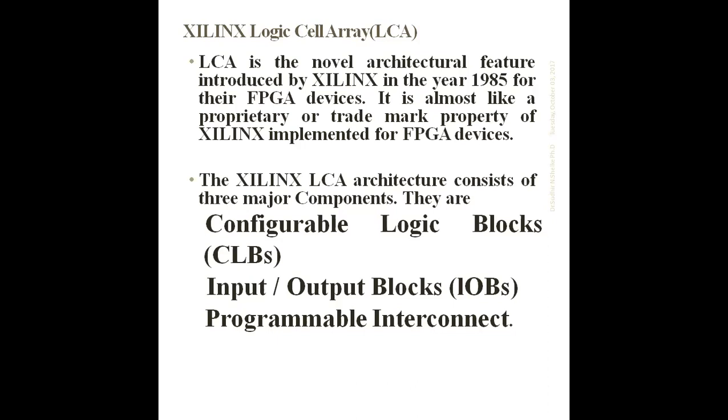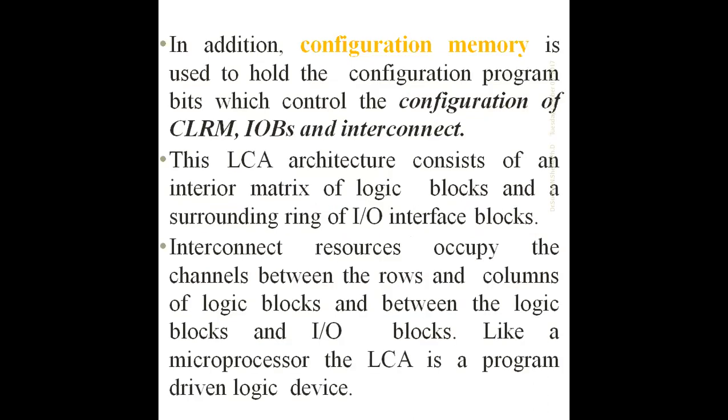It consists of three major components. Almost all FPGAs have these three major components present. They are the configurable logic block, input output block, and programmable interconnect. In addition, configurable memory is also used to hold the configuration program bits, which control the configuration of the CLB, IOB and interconnect. So a memory is also present.